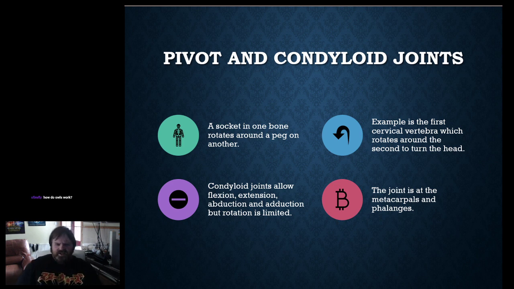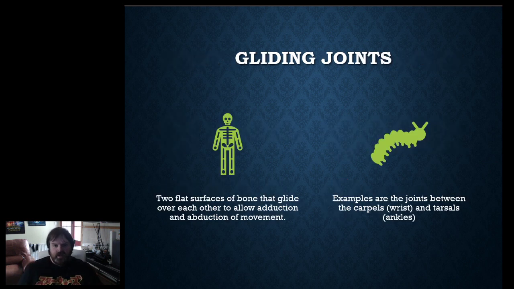Condyloid joints allow flexion, extension, abduction, adduction. Rotation is limited, so we're talking between the metacarpals and the phalanges here. So this joint can do flexion, abduction, and adduction, but rotation is limited. You can rotate it a bit manually yourself, but actually rotating those fingers is tough.